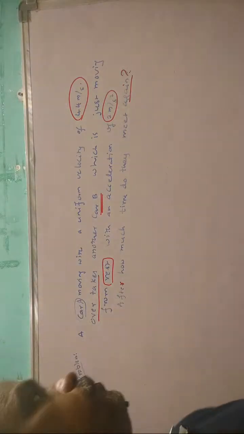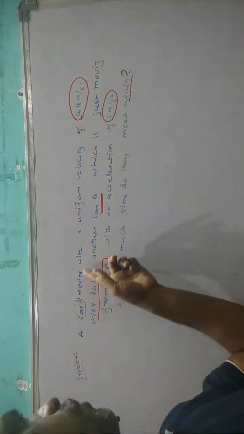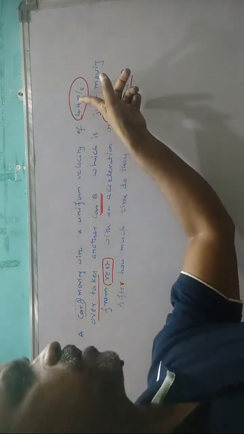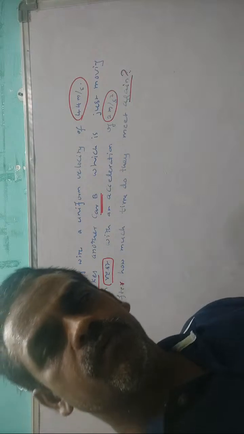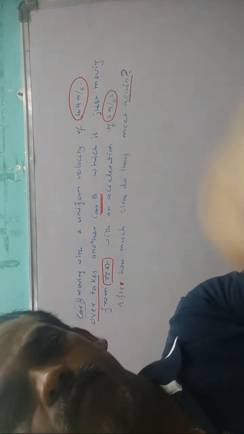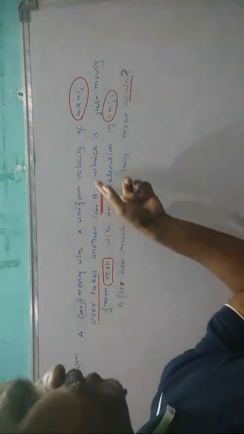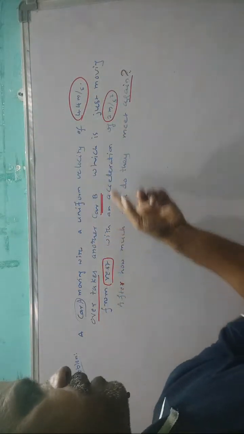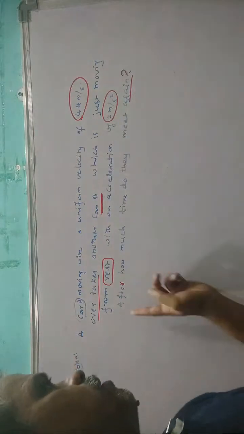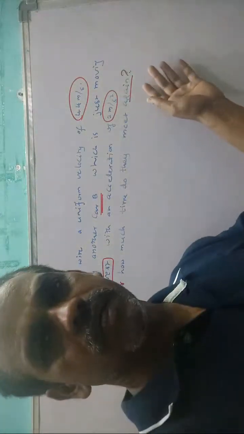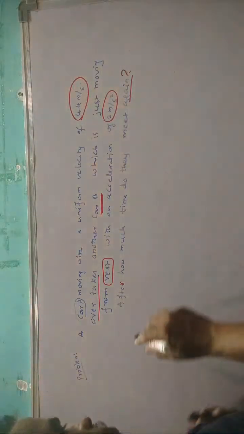Now a car A moving with a uniform velocity of 44 meter per second overtakes another car B, which is just moving from rest with an acceleration 2 meter per second square. After how much time do they meet again? This is the question.